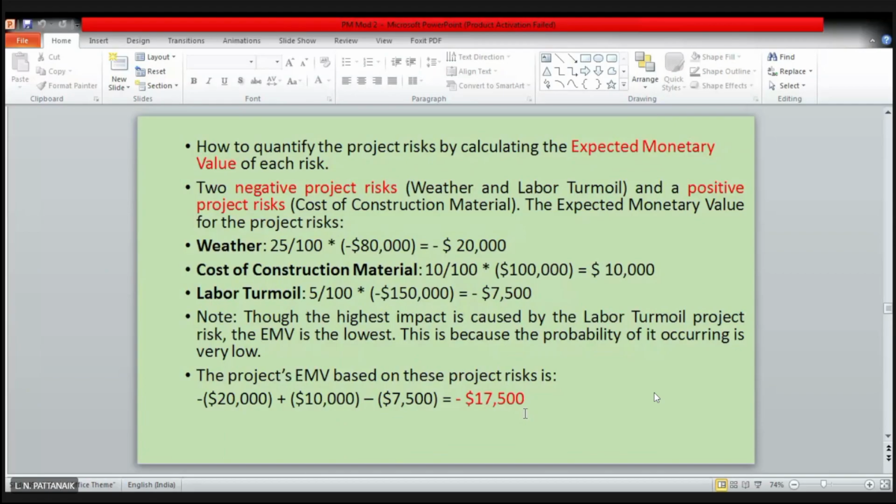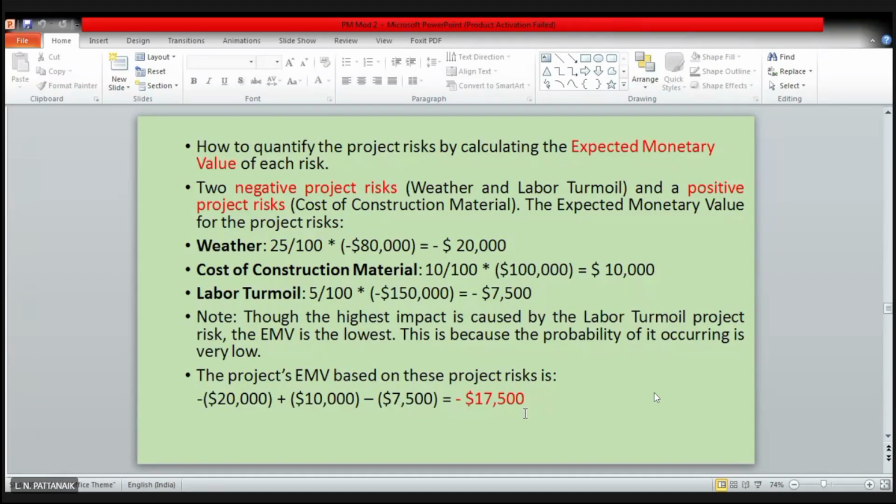So that gives you an idea, and you can also prioritize which risks to address with a higher priority because the EMV involved is more. That kind of analysis you can do. So this is the approach of expected monetary value.